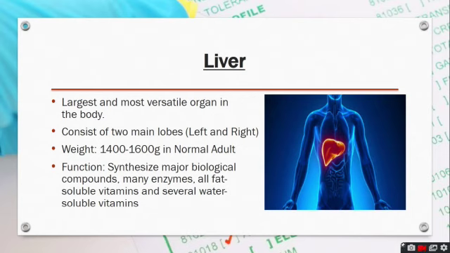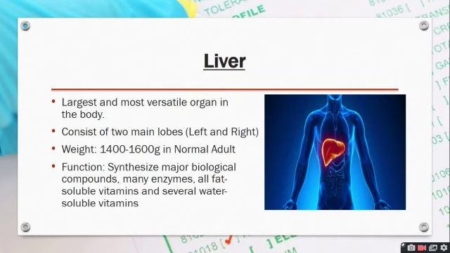Liver is the largest and most versatile organ in the body. Versatile in a sense that it can perform more than one function, for example, secretory function, metabolic function, and excretory functions. It consists of two major lobes, the left one and the right one. Together, these two lobes weigh around 1400 to 1600 grams in a normal adult.